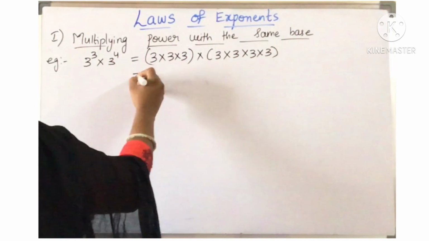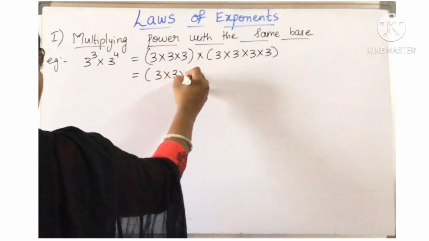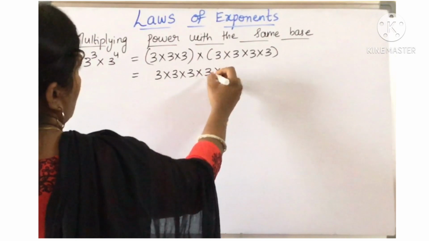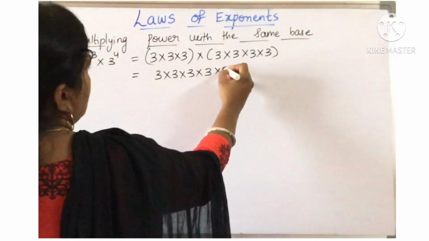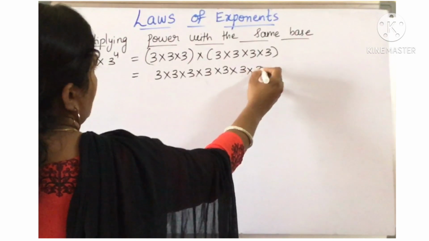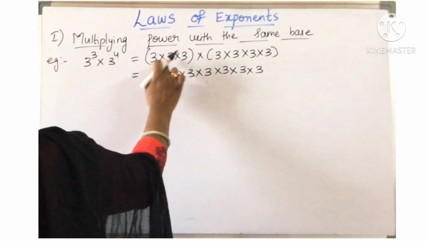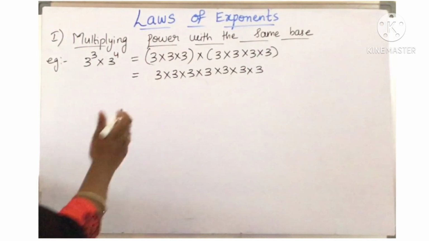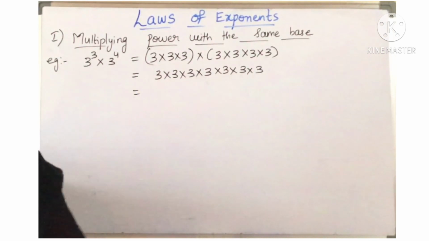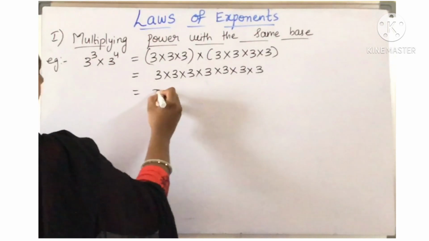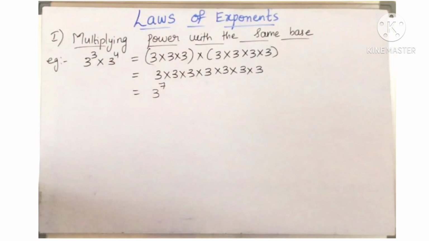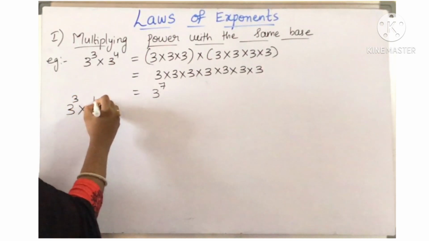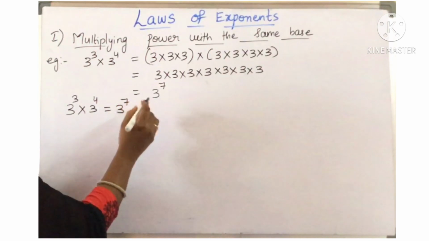Now I am removing the brackets and combining both, because it is under product only. Total you are going to get 7: 1, 2, 3, 4, 5, 6, 7. So in total we are multiplying 3 seven times. How can you write this in exponential form? We write 3 to the power of 7. So 3 cube into 3 to the power of 4 is nothing but 3 to the power of 7.